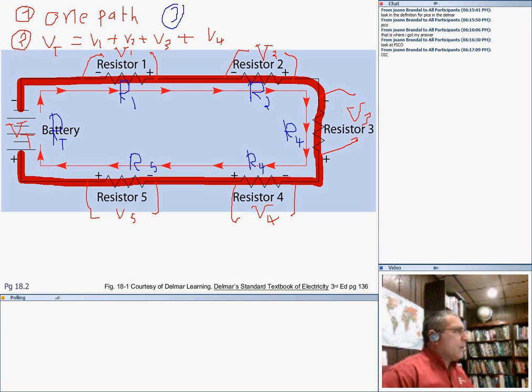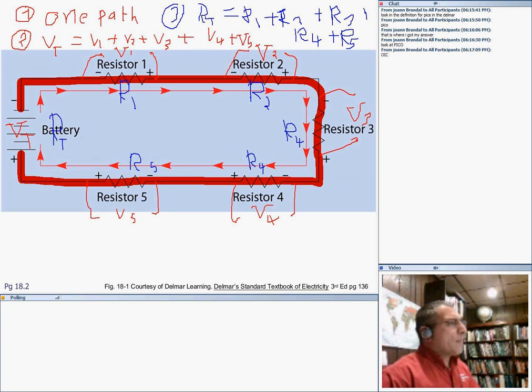It's going to be R total equals R1 plus R2 plus R3 plus R4, and I forgot R5 like I did. I'm going to go back again and put V5 here too, guys, I forgot V5. Okay.